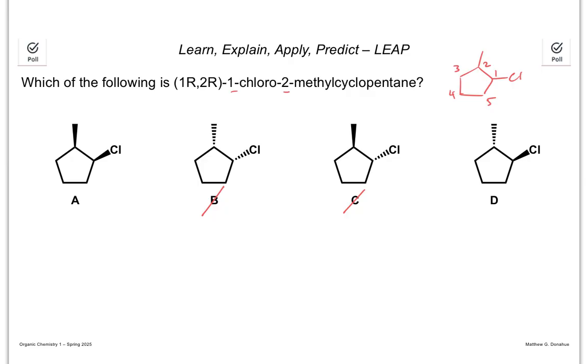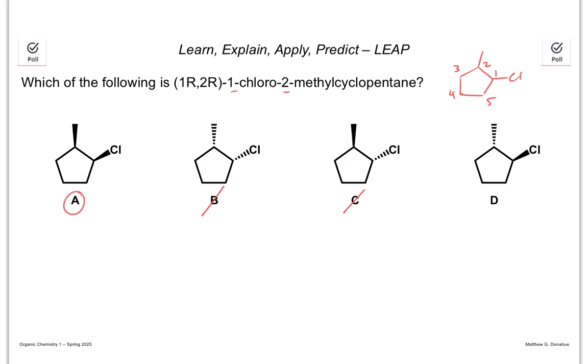And then for the 2 position to be R, should that be the wedge or the dash? Dash. I don't think so. So I think the answer is A. So let's walk through it and assign the priorities.